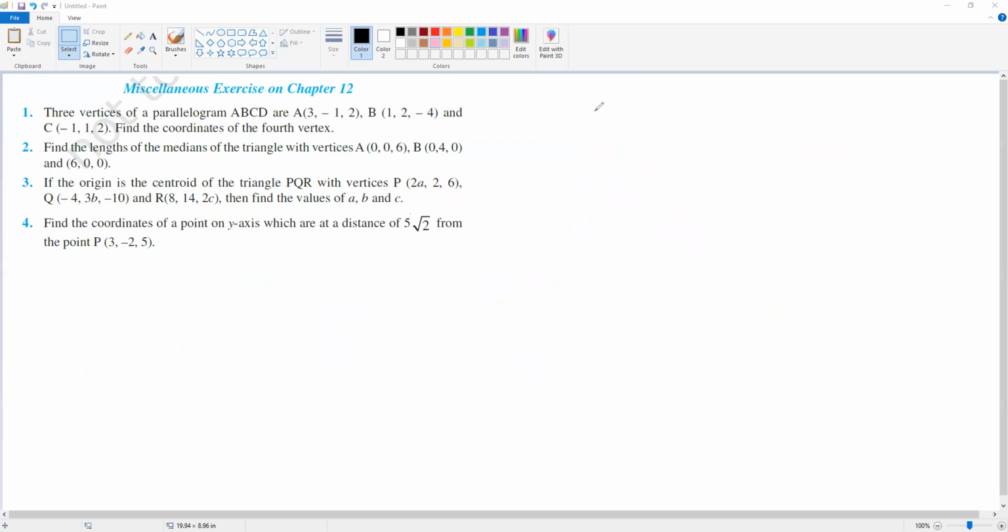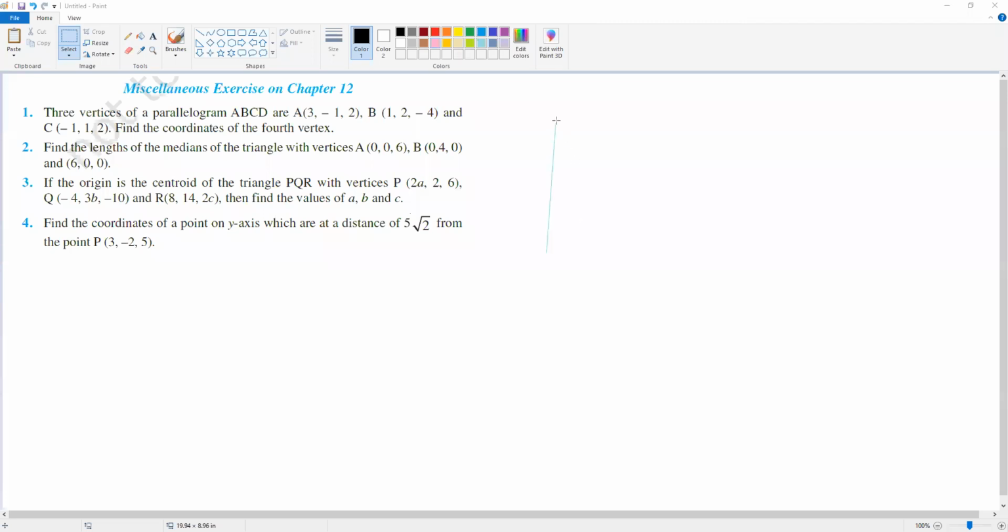Now we'll go to the next question. Find the coordinates of the point on the y-axis which are at a distance of 5 root 2 from the point P. Okay. So here, I'll draw the 3-dimensional figure for you. This is your x-axis, this is your y-axis and z-axis. So on the y-axis there is a point, we don't know how many points there are.